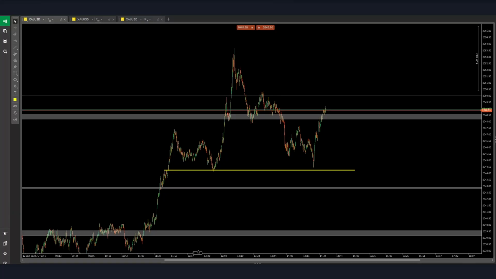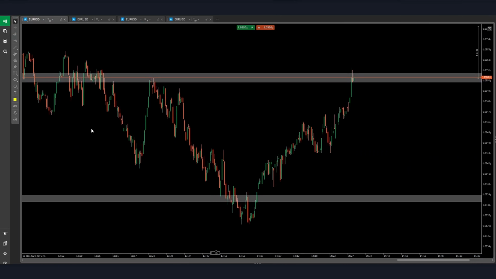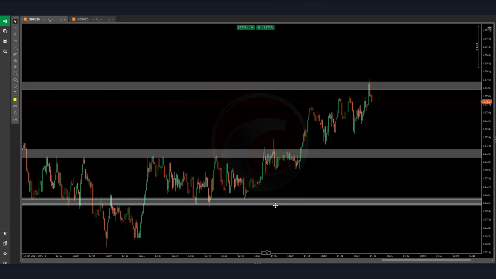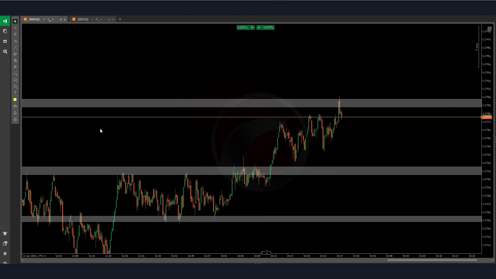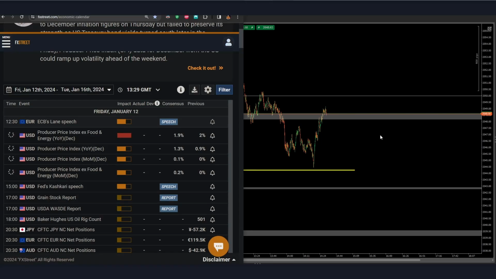So welcome back everybody into another New York session. We have PPI, Producer Price Index, in just a minute. Basically 45 seconds. And we're going to have a look at how it will affect EURUSD, gold, and of course, GBPUSD. These are already the hourly chart areas marked up.